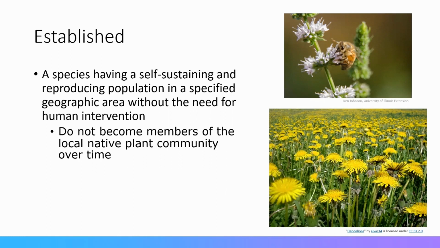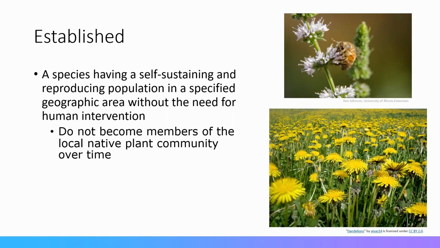And again, established is not talking about whether or not it's good or bad from a human perspective. It's just, is it able to sustain itself in an area without the help of humans? So whether that be good, bad, invasive species would also be established because they can survive without the help of humans.